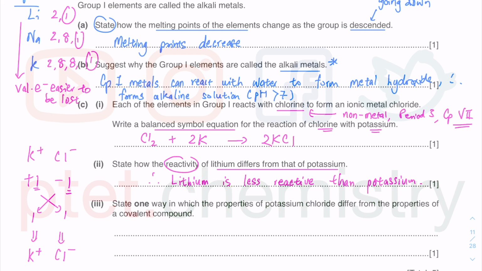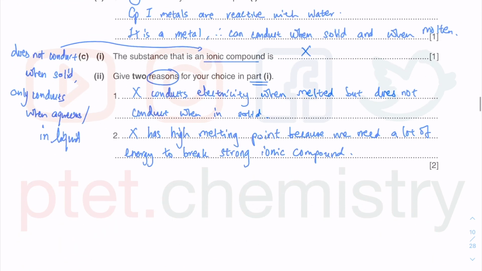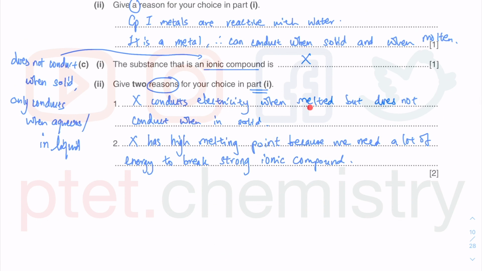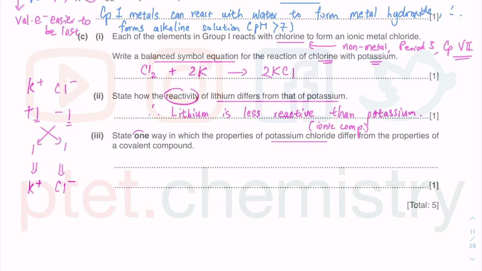State one way in which the properties of potassium chloride, which they mentioned just now is an ionic compound, differ. How is an ionic compound different from a covalent compound? We talked about two things previously. We talked about conduction of electricity for ionic compound. Covalent compound does not conduct electricity at all, even when solid or liquid or aqueous, and covalent compound has low melting point. So you can choose either one of these because they say state one way.